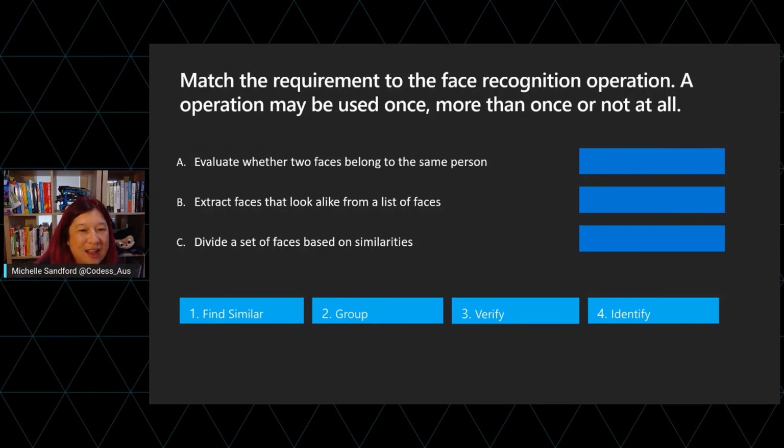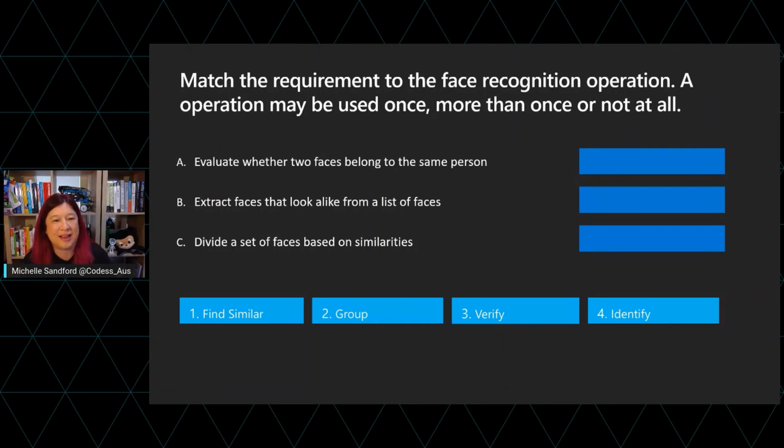Extract faces that look alike from a list of faces. But then there's also divide a set of faces based on similarities. So I am going to say extract faces that look alike from a list of faces, I'm going to say that is find similar. Find similar operation takes a face you have detected and extracts faces that look alike from a list of faces that you provide. Find similar returns a subset of faces in the list.